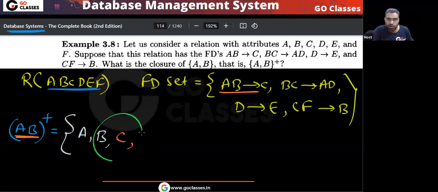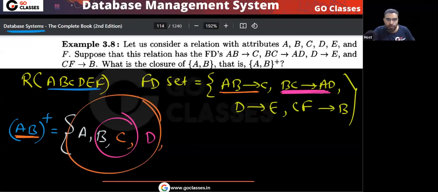These three people. You can notice this BC can bring AD. Yes or no? Please notice this BC. Okay, notice what I'm doing. This BC can bring AD. So D has also come. D has also come to the party.